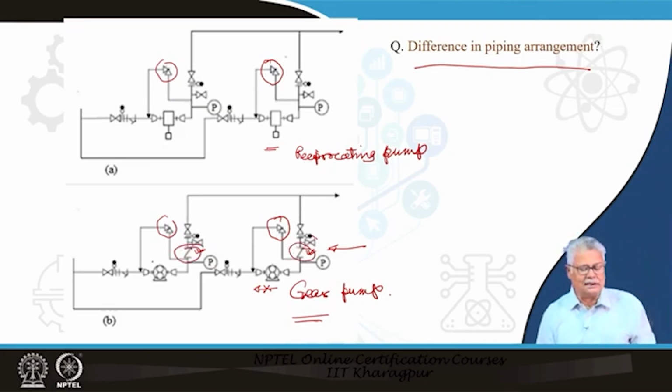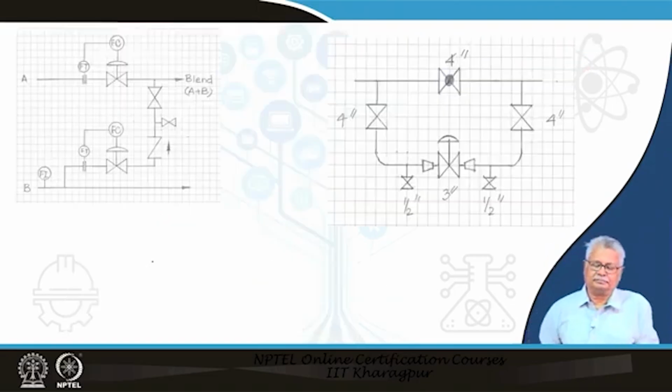So, I understand that yes, both are basically positive displacement pumps, but there is some difference in the piping arrangement when you are using a reciprocating pump or another type of pump which may have a backflow of liquid, which has to be prevented with a non-return valve.